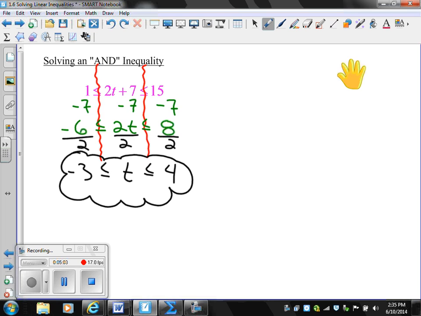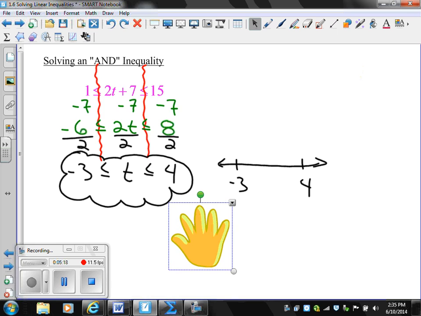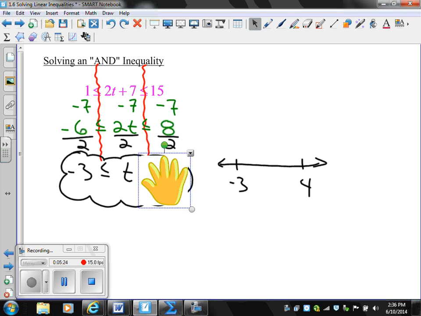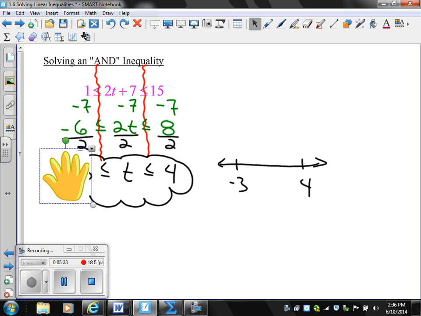And I want you to do this as well. So I'm going to put -3 on here. I'm going to put 4 on here. I'm going to put my hand over the right side here. So I'm going to cover this up and say, all right, so -3 is less than or equal to t, or better yet, t is greater than or equal to -3, and at the same time, t is less than or equal to 4.